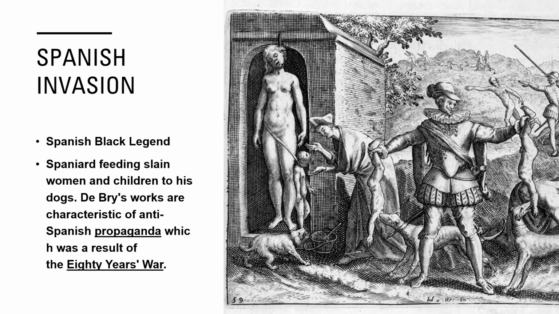So the Spanish invasion, the Spanish Black Legend. Since the Spanish were much invested in spreading Christianity, their rule negatively affected people. Spaniards feeding slain women and children to his dogs, Debray's works are characteristic of anti-Spanish propaganda, which was a result of the 80 Years' War.